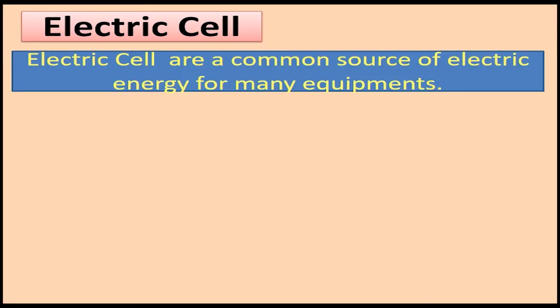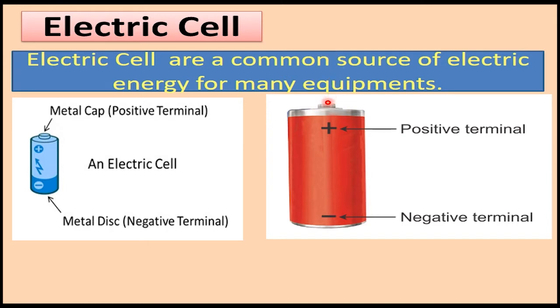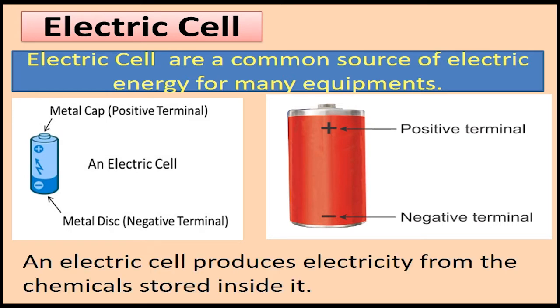Electric cell. Electric cells are a common source of electrical energy for many equipments. Children, have you ever carefully looked at an electric cell? You might have noticed that it has a small metal cap on one side and a metal disc on the other side. Did you notice a positive sign and a negative sign marked on the electric cell? The metal cap on one side is the positive terminal of the cell and the metal disc is the negative terminal of the cell. Every cell has two terminals, positive and negative. An electric cell produces electricity from the chemicals stored inside it.